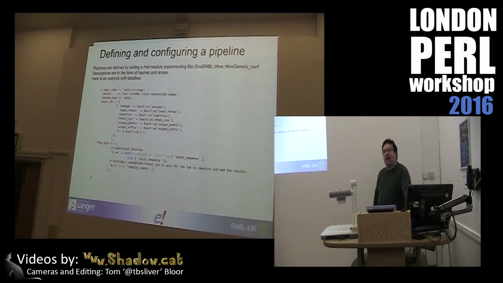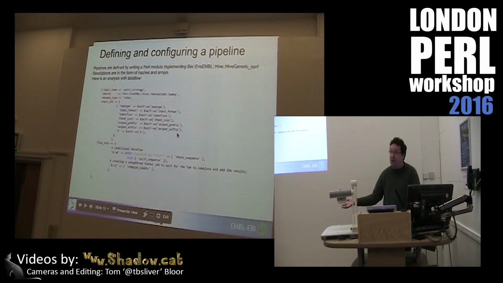The way you define a pipeline is by writing a module that implements our HiveGeneric_conf. Really, what you do is set up a whole bunch of Perl hashes that give you the name of it, the module, the runnable which this particular analysis will run, and the resource that it needs to run on. You can set a bunch of the parameters that this needs to know, which are coming in from previous jobs or from the users.